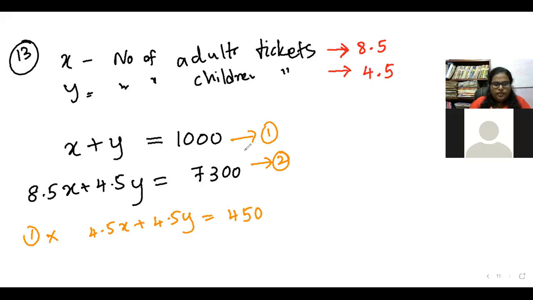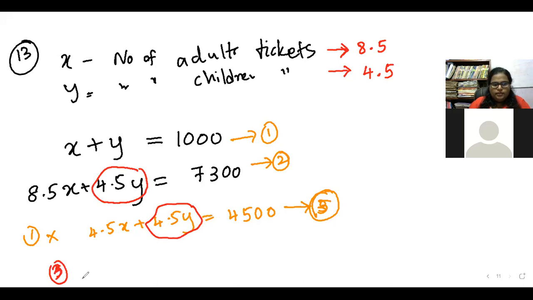4.5 should be divided by 1,000. So it is 4,500, right? So this is the third equation we have. In this third and second equation we have the same term 4.5y, and here also we have 4.5y. So by subtracting this third equation from the second, right?